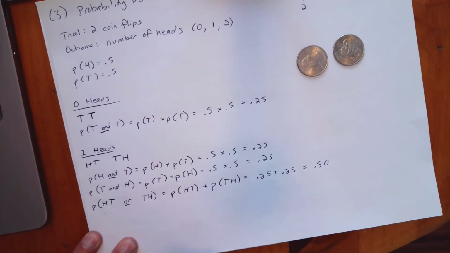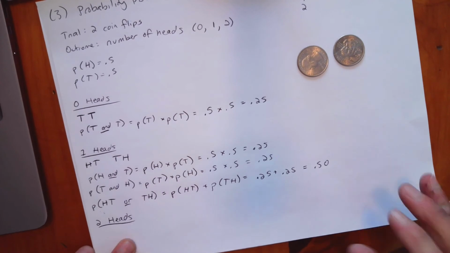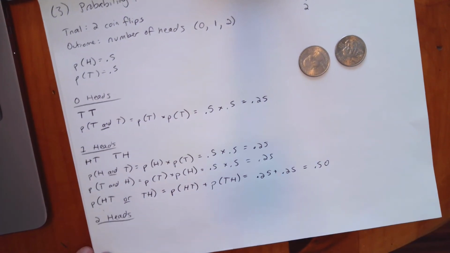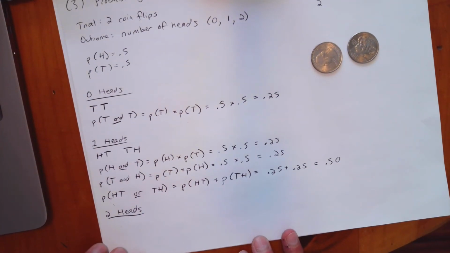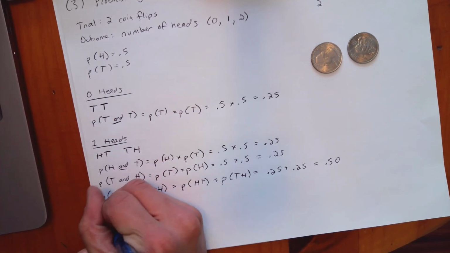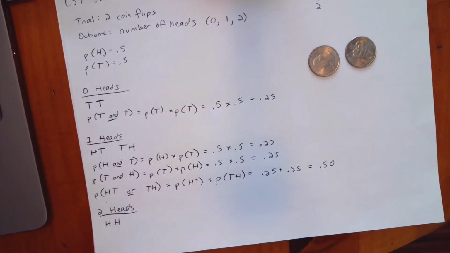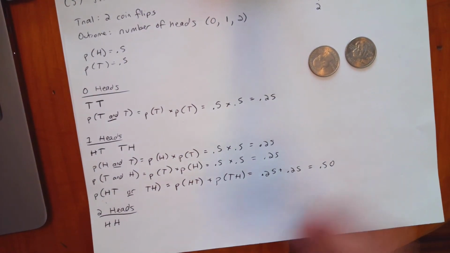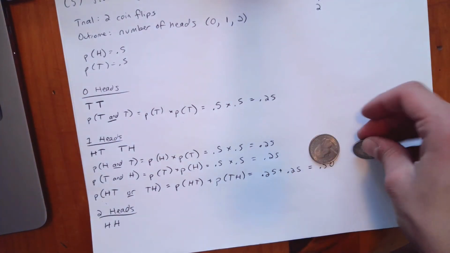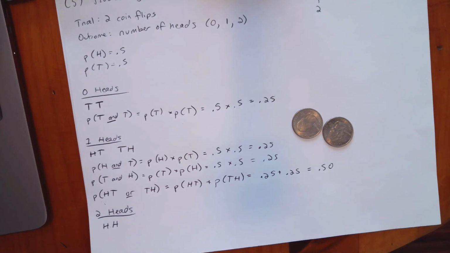Alright, last but not least here, two heads. And luckily with two heads we're back to a pretty simple calculation, because there's only one way of getting two heads in two coin flips. And that way is getting heads in your first flip and heads in your second flip. So we're going back to only thinking about these two coin flips, and we want to know the probability that you're going to get heads and then heads again.